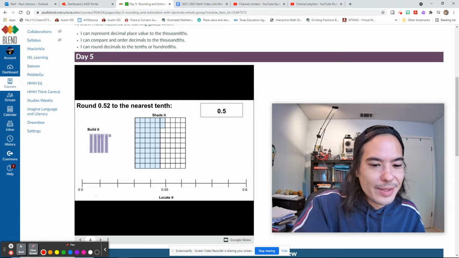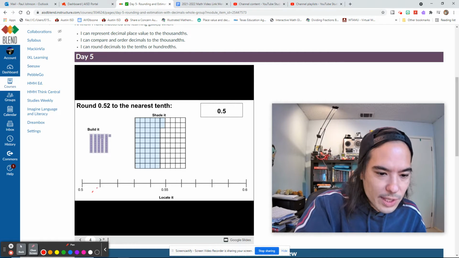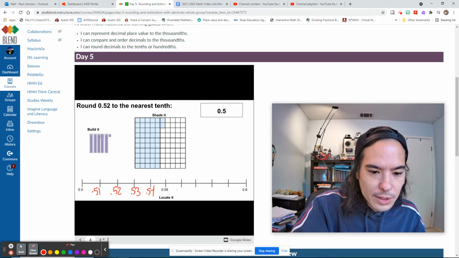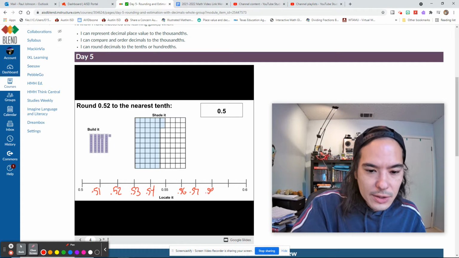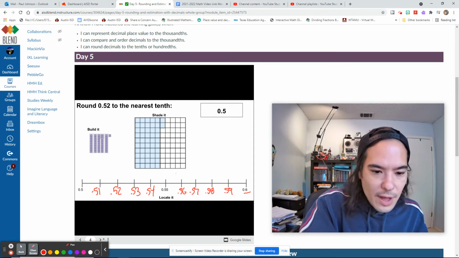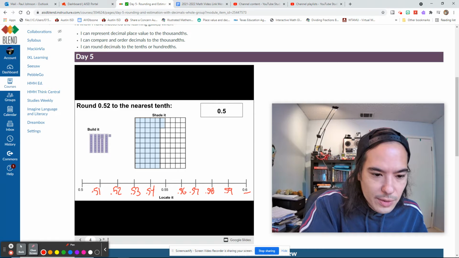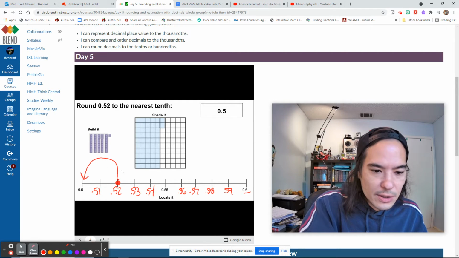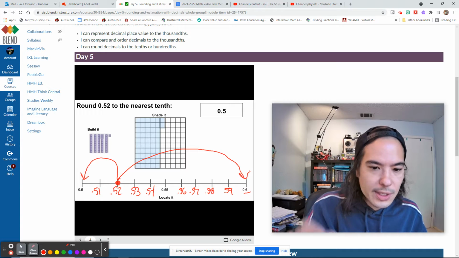Sorry. So if this is 5/10ths, this is 6/10ths, this is 55/100ths, that means we're moving by hundredths. So 52/100ths, 53/100ths, 54/100ths, 55/100ths, 56/100ths, 57/100ths, 58/100ths, and then 59/100ths. After 59/100ths comes 60/100ths or 6/10ths, right? Now, if this is our number 52/100ths right here, is 52/100ths closer to 5/10ths or is 52/100ths closer to 6/10ths?